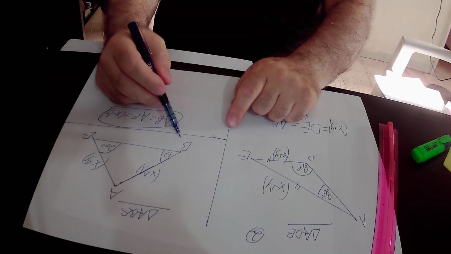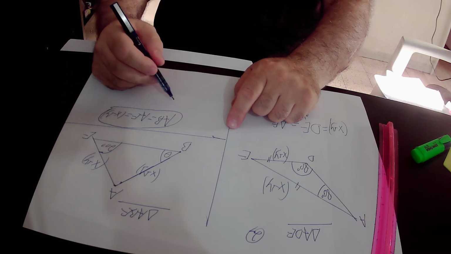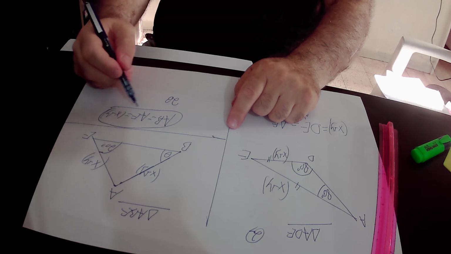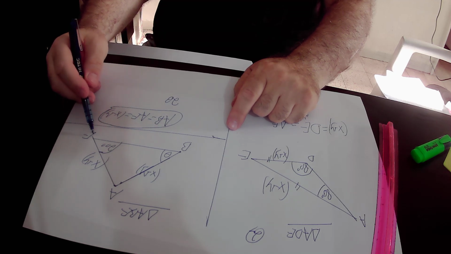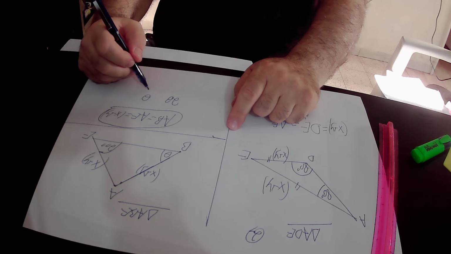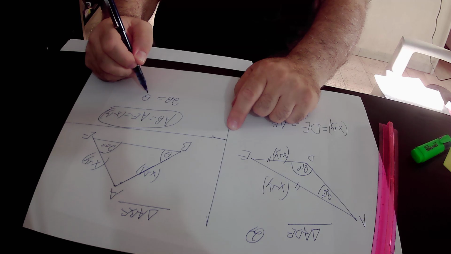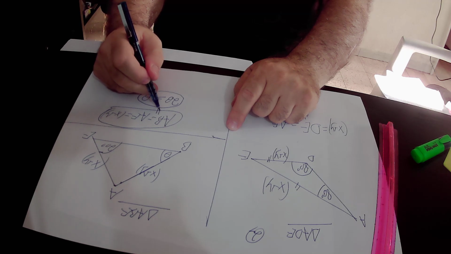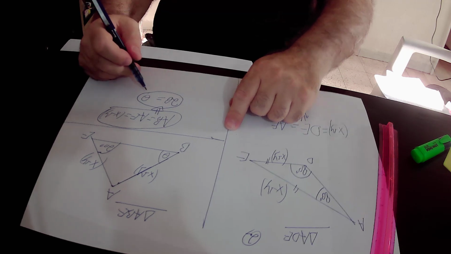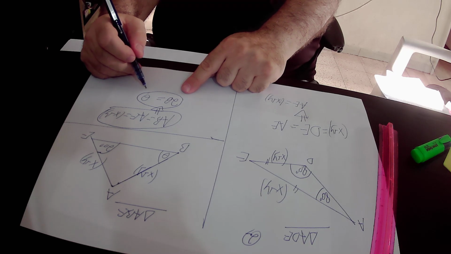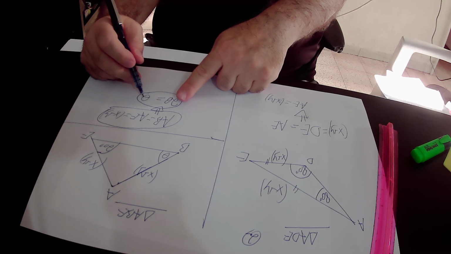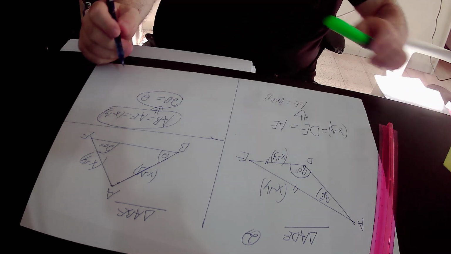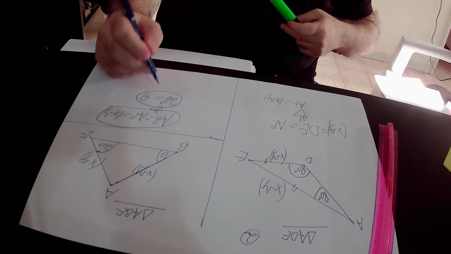So in front of side AB, we have 20 degrees. And in front of side AE, we have angle theta. Those two angles must be equal to each other. Why? Because they are located in front of equal sides. I repeat again, those two angles must be equal because they are located in front of equal sides, AB equals AE. So we found out that angle theta equals 20 degrees.